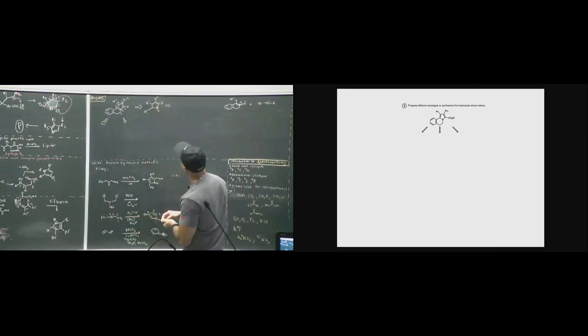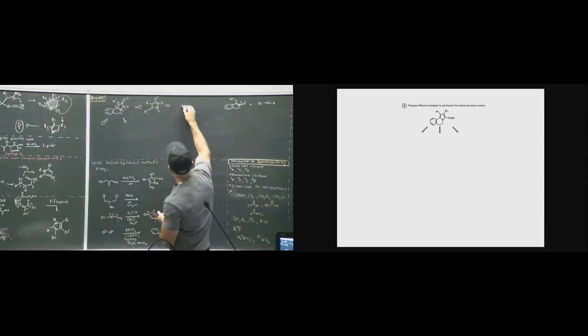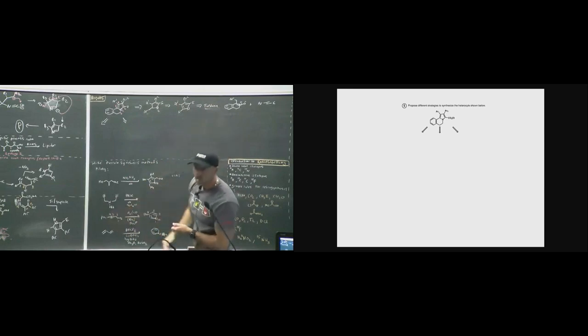And then? If you disconnect the C5 to Ar bond, you're literally at the Fürstner intermediate that's on the bottom of the board before. C5 to Ar gives us... Just replace that with an H. That we saw right there.